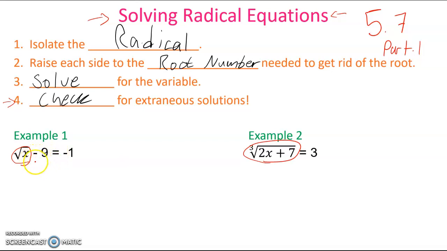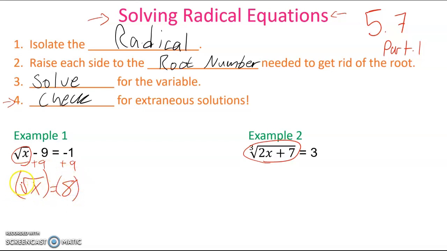And if we look, we have this 9 right here, so I need to add 9 to both sides, all right? Because again, minus 9, we just add it to both sides to get rid of it. We've got the square root of x equals negative 1 plus 9, that just gives me an 8. And then from there, we raise each side to the root number. So we're going to take each of these sides to a power.